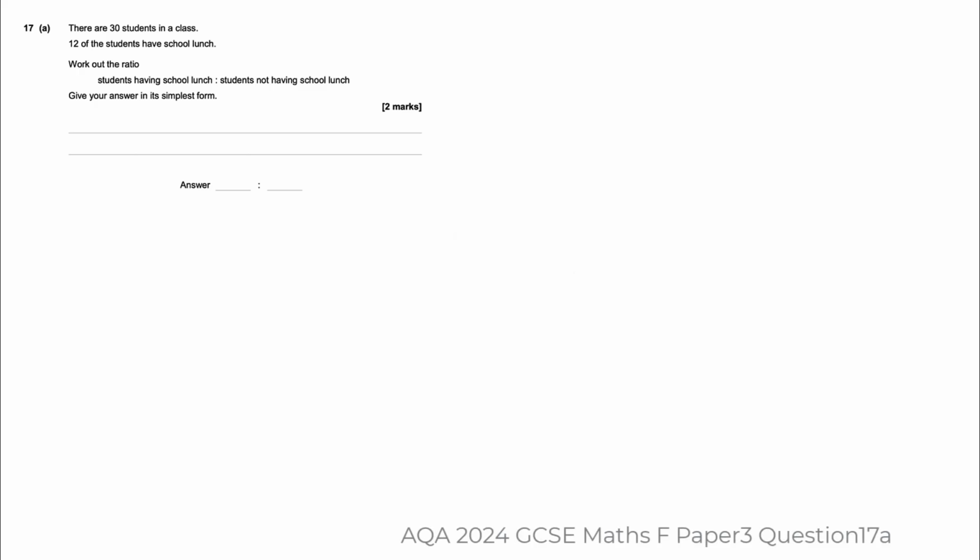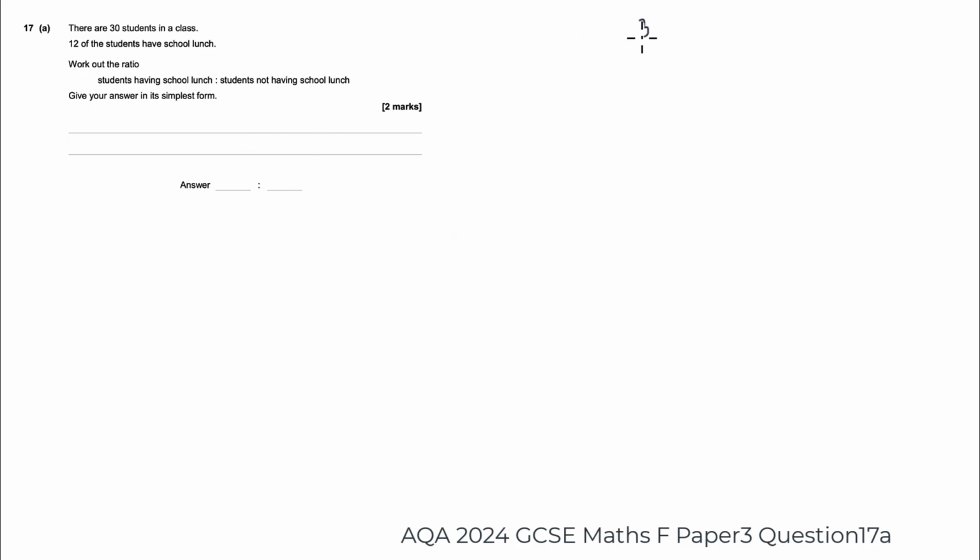Well, here's question 17. And in part A, we're told there are 30 students in a class. 12 of the students have school lunch. Now we have to work out a ratio of the students having school lunch to the students not having school lunch. And we have to give our answer in the simplest form.